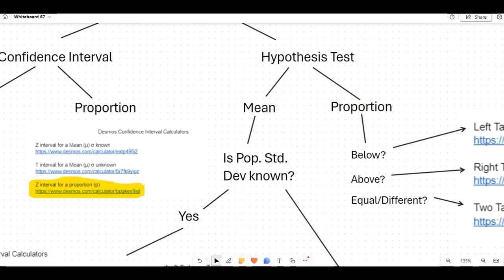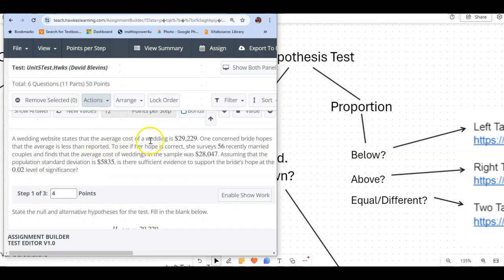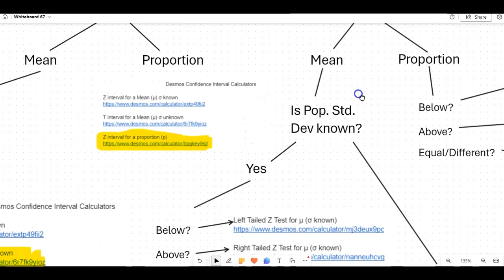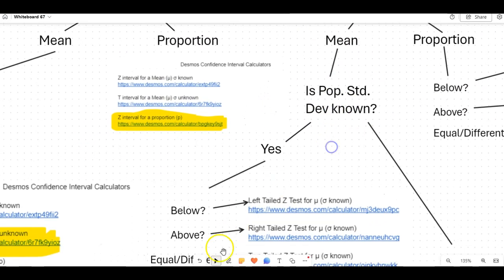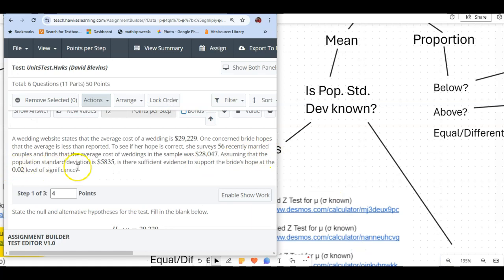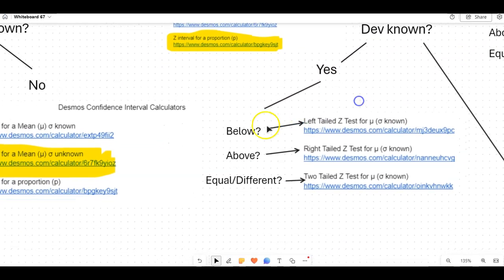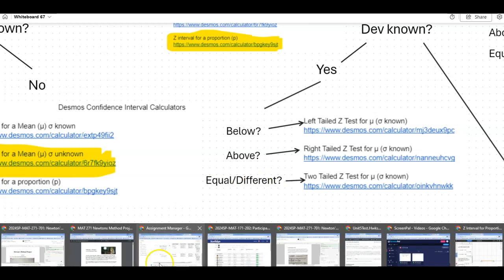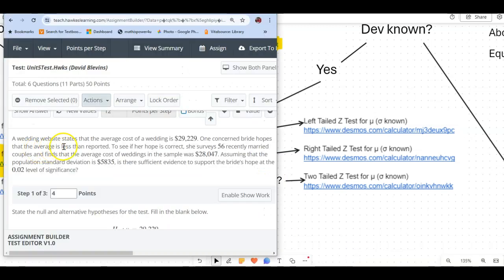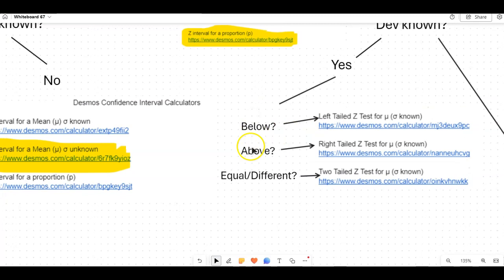Is it about a mean or a proportion? It says average cost. So average cost is mean, right? Do we know the population standard deviation or not? Yes or no? Assuming that the population standard deviation is this. So we do know it, okay? So now it's the wording of the problem. Is it worded where it's below? Is it worded where it's above? Is it worded where it's equal? Average is less than what's reported. So that is going to be a left-tailed test because it says less than. That's that language of below.